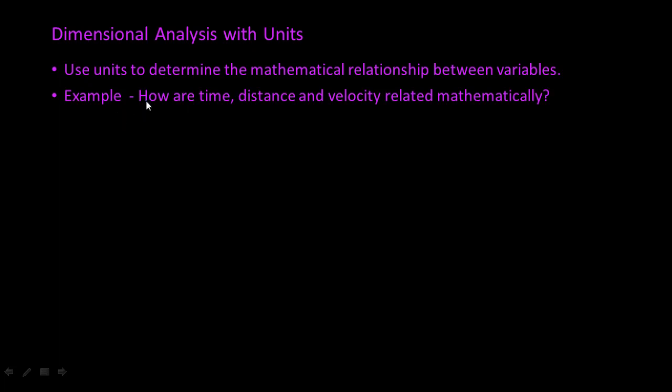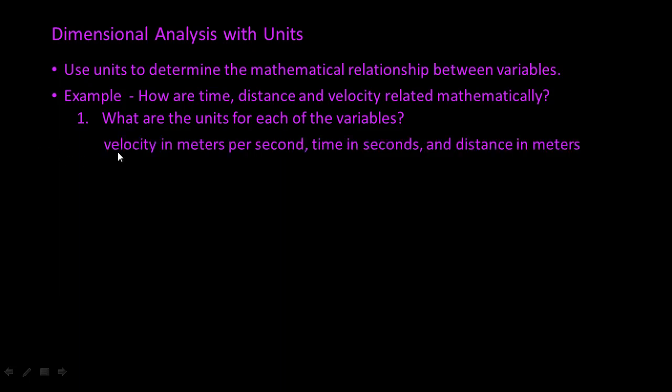So in this case, we're going to look at how time, distance, and velocity are related mathematically. So I'm not going to refer to any equation. I'm just going to let my units determine the equation. So first step is, what are the units for each of the variables? Well, in this case, the velocity is in meters per second, time is in seconds, and distance is in meters.